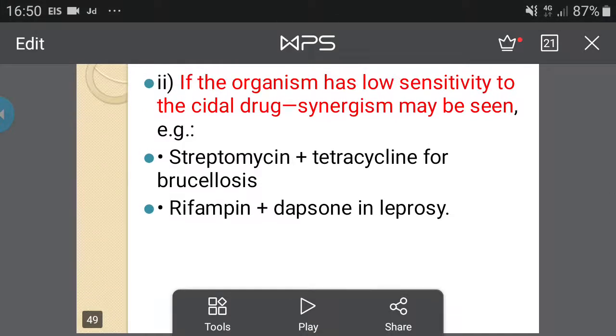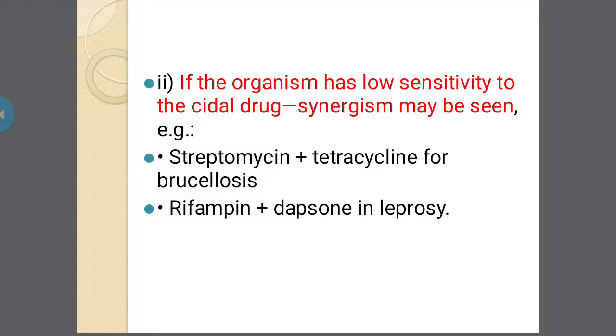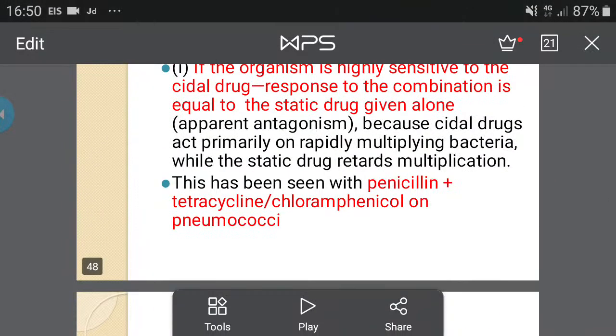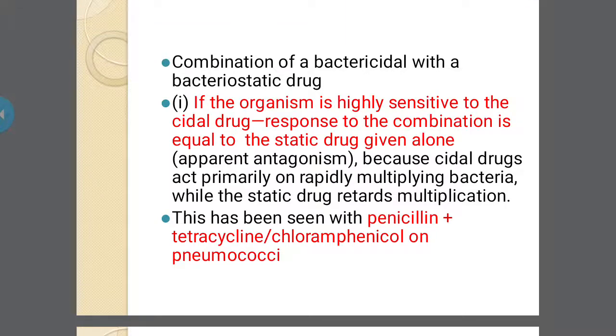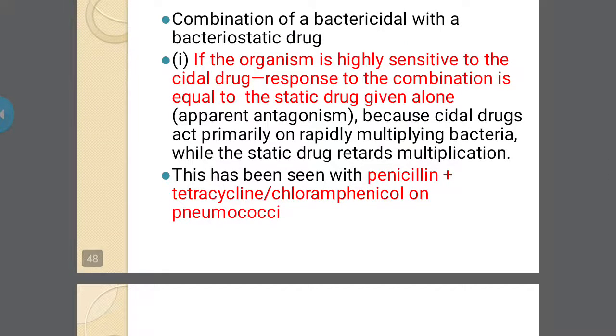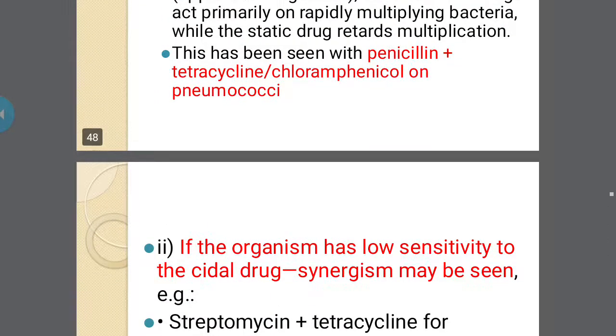If the organism has low sensitivity to cidal drug, synergism may be seen, like streptomycin with tetracycline in brucellosis, rifampicin and dapsone in leprosy. So if the organism has low sensitivity to cidal drug, there can be synergism. So this situation can be reversed in two situations. If the organism is highly sensitive to cidal drug, response to the combination is equal to the static drug given alone, because cidal drug cannot be active on the static population, and if the organism has low sensitivity to cidal drug, then synergism may be seen.